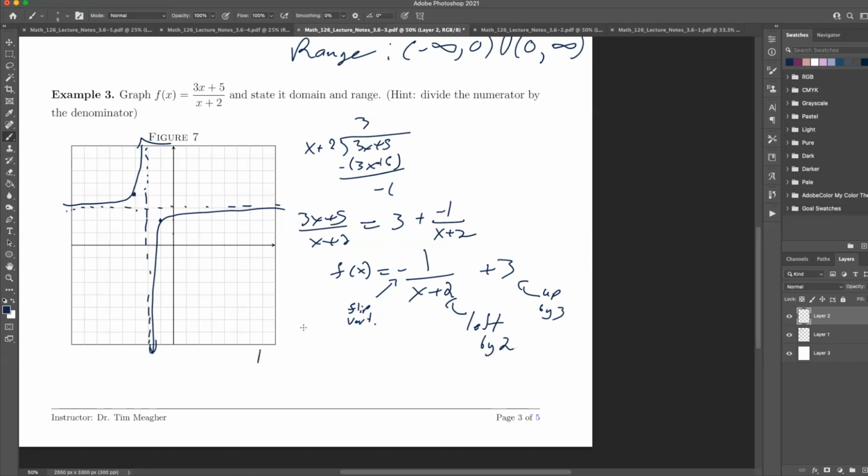So what is my horizontal asymptote here now? It is y equals 3, because notice here as x goes to infinity or negative infinity, it's going to get closer and closer to 3 now. Our vertical asymptote is x equals negative 2. That's the one we cannot achieve. My domain here is all numbers except for negative 2. I cannot plug that into the function.